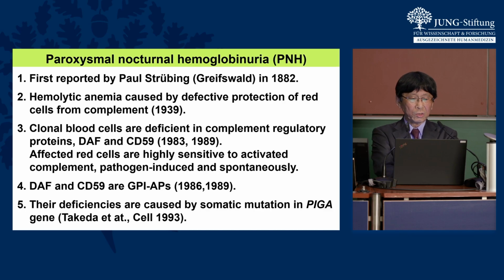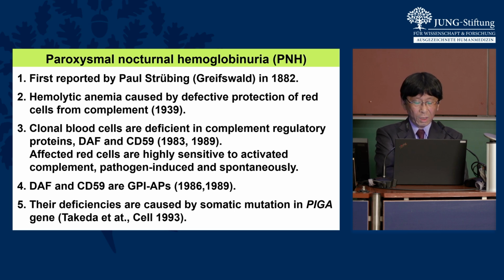PNH was first reported by the German physician Paul Strübing in 1882. And in 1932, it was demonstrated that the hemolytic anemia seen in PNH is caused by the defective protection of red cells from complement action. And in the mid-1980s, the molecular basis of the intravascular hemolysis was clarified.